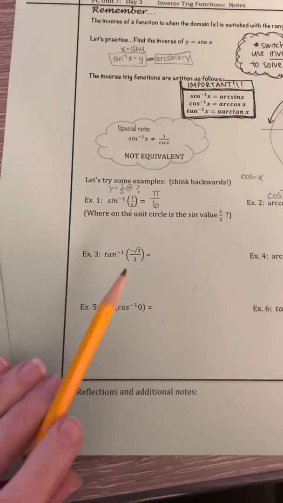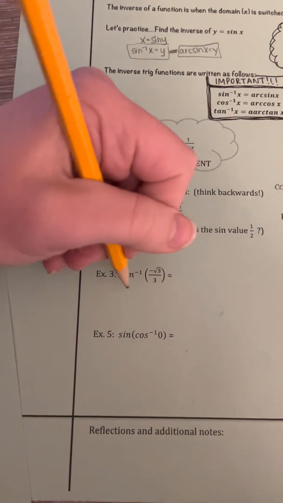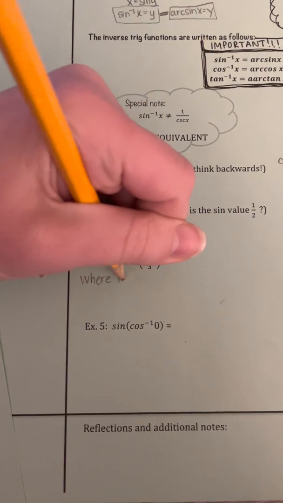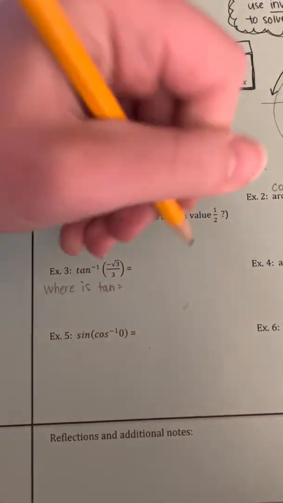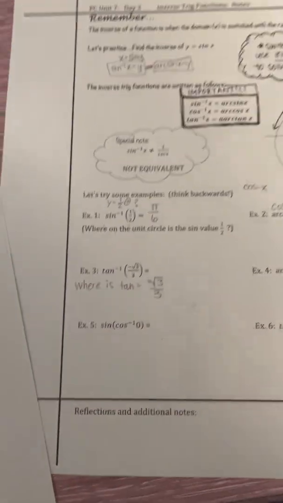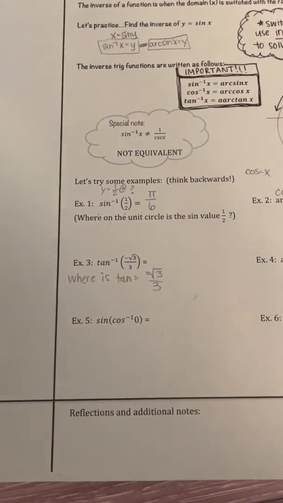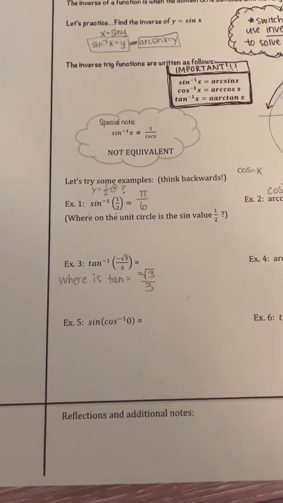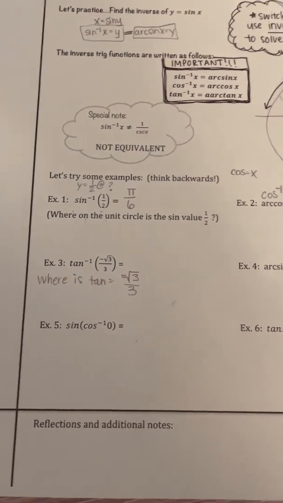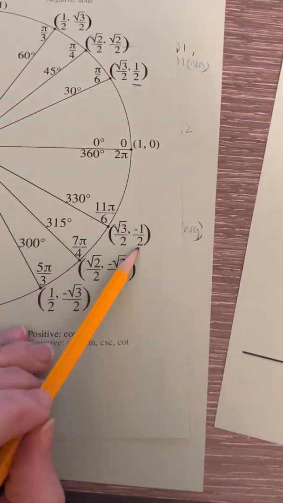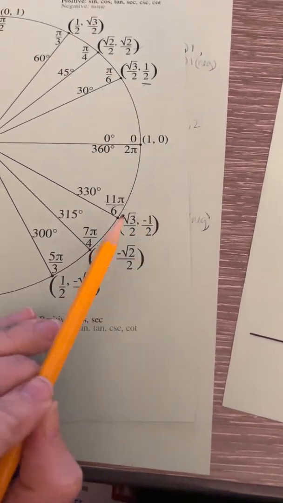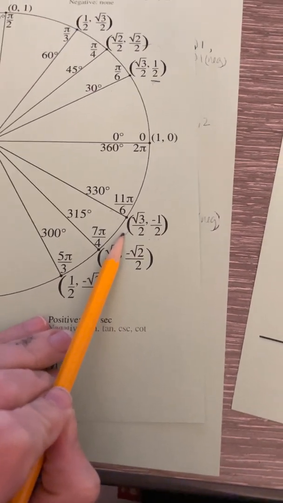We have the tangent -1 of negative square root of 3 over 3. So where is tangent equal to negative square root of 3 over 3? Now, last unit, I created a tangent chart. If you still have that, that's going to come in handy for you. I will go ahead and say I know that the answer is going to be down here. It's going to be square root of 3 over 2, comma, negative 1 over 2, which is the y over the x, equal to negative square root of 3 over 3.